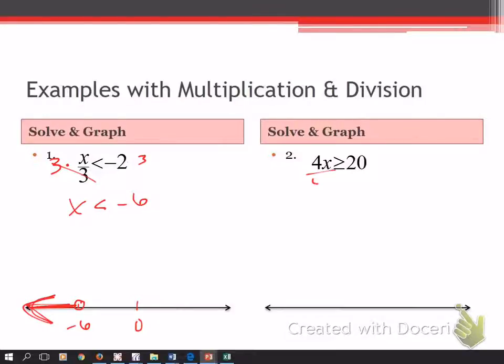And the same thing here on number 2. We're just going to divide both sides by 4 to undo that multiplication, and get x is greater than or equal to 5. And so we're going to plot 0, plot 5. Now we need a closed circle on 5 because 5 is a solution. If you plug it in for x, 5 is not greater than 5, but 5 is equal to 5, so we're okay there. And then the rest of our solutions are the numbers that are bigger than 5, so we need to shade to the right. Not a big deal.